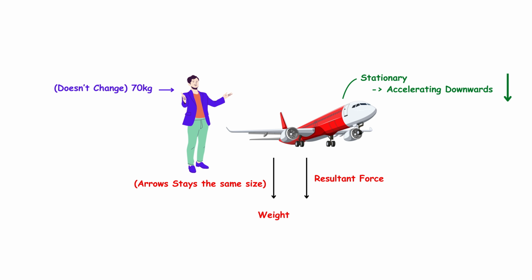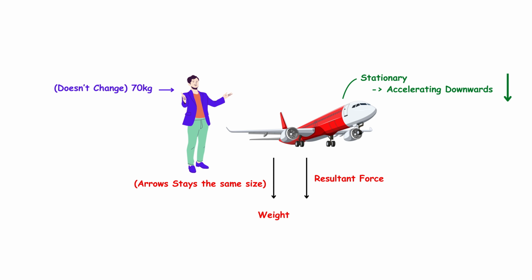Initially, right as they exit the plane, weight is the only force acting on them. So the resultant force, which is the overall force once all individual forces are added up, is identical to their weight and directed straight down. This unopposed force causes the person to begin accelerating toward the ground.